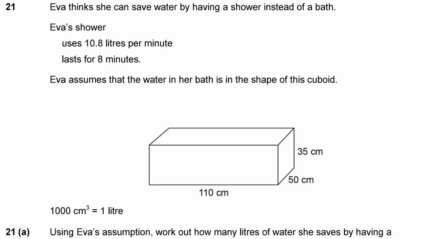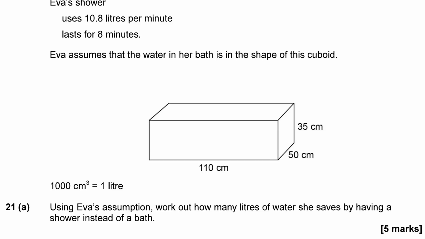Question 21. Eva thinks she can save water by having a shower instead of a bath. Eva's shower uses 10.8 litres per minute and lasts for 8 minutes. Eva assumes that the water in her bath is the shape of this cuboid. So we're given the dimensions of that cuboid, and we're told that 100 centimetres cubed is 1 litre. Using Eva's assumptions, work out how many litres of water she saves by having a shower instead of a bath.